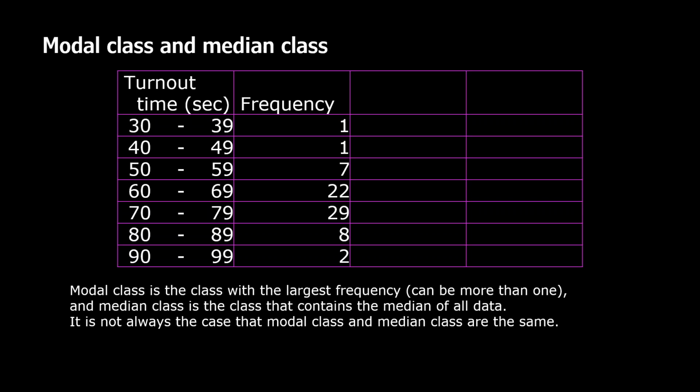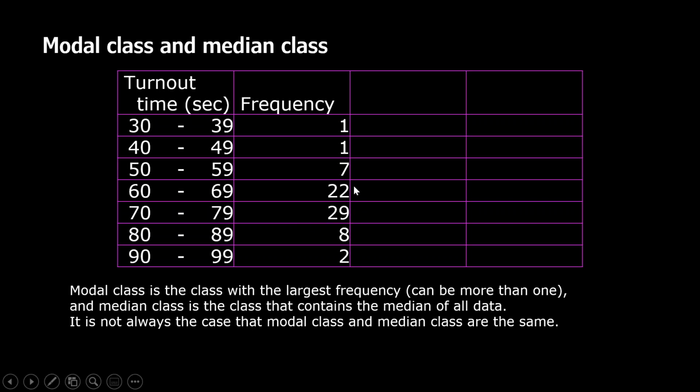Now, how would you get the median class? Well, the median class is the one that would contain the midpoint between 35 and 36, right? So you're looking for the class which contains the 35th and 36th element. If you add 1 plus 1 plus 7, that's 9. 9 plus 22, that's 31. So the 35th element will be where? It should be among these 29 values, right?